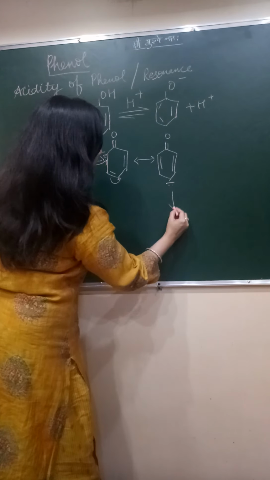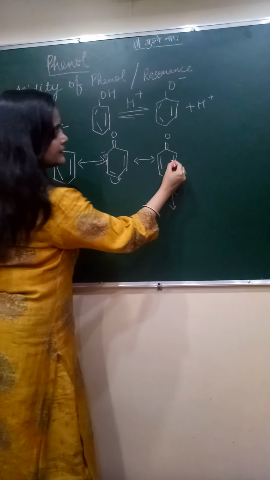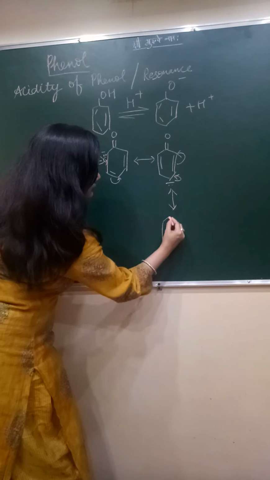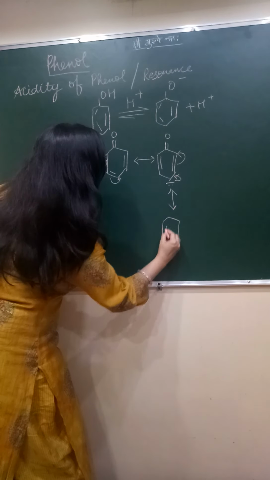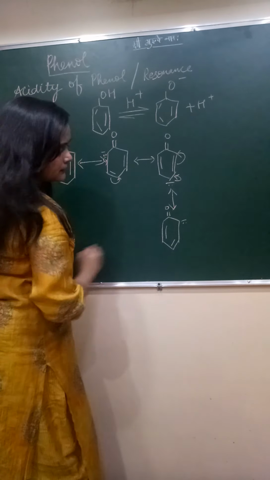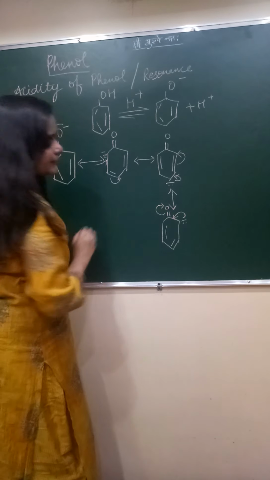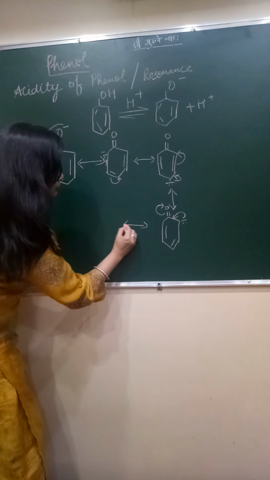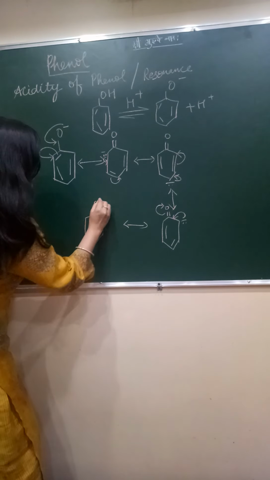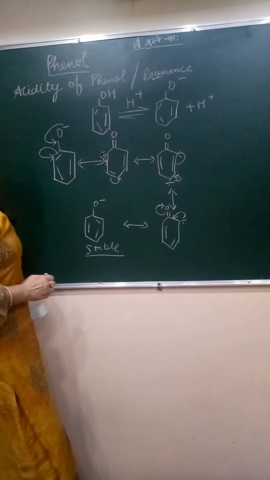Now in my next step, this negative charge will come here. Then this bond will shift to this carbon, and a structure will form like this. Now when this negative charge comes here, one of the double bonds shifts to the oxygen, and the structure will form like this. So this is a stable phenoxide ion, which means resonance.